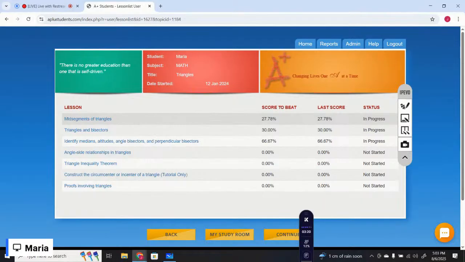There you can find a list of the chapters. We're going to start with the chapter triangles. Let's start with the first lesson, that is mid segments of the triangle. So let's start with the lesson. Mid segments.